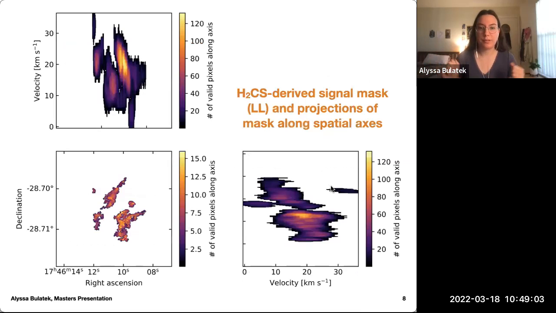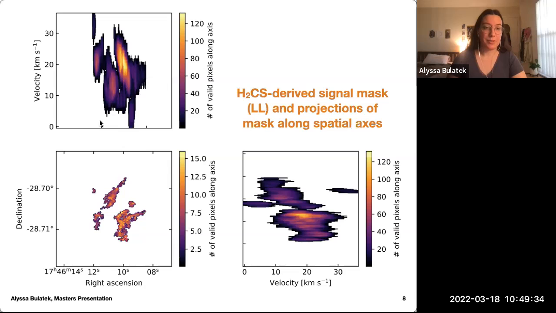So this works. Here's that mask figure again in the lower left, as well as projections of the mask along each of the spatial axes. The mask is a 3D structure. Here's the mask if you looked at it face on in the lower left. If you looked at it from above, I guess, on the upper left, and then looked at it from the right side on the lower right. The reason that we actually made these projections is to be able to see the 3D velocity structure of the region.